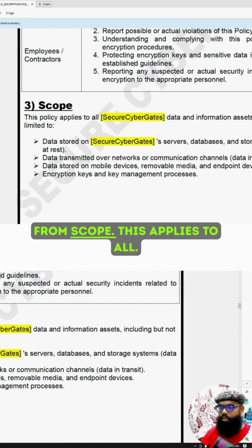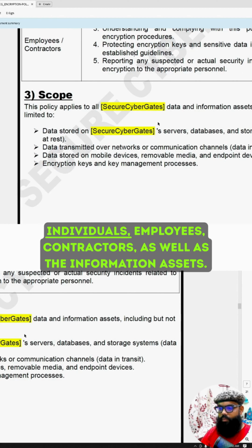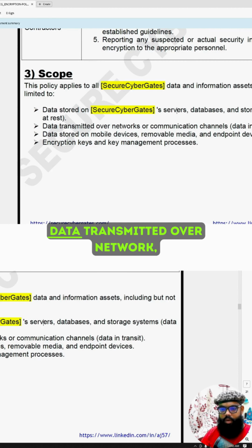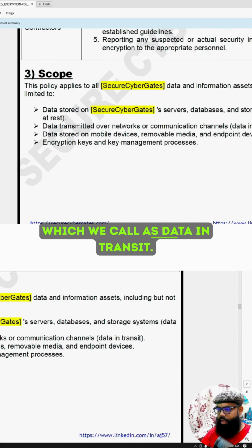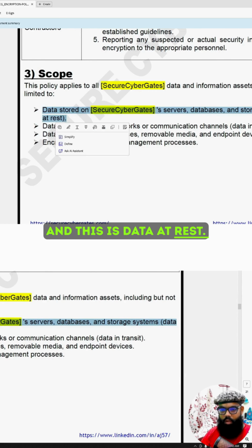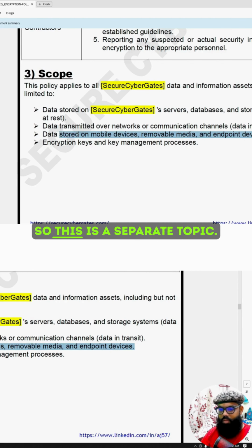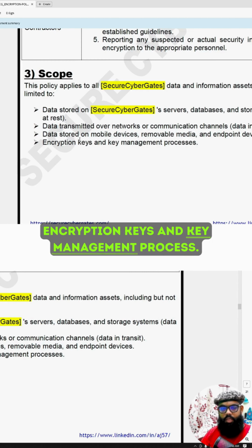From scope, this applies to all individuals, employees, contractors, as well as the information assets. It may be data stored on servers, databases, or storage systems, data transmitted over the network, which we call data in transit, and this is data at rest. Data stored on mobile devices or removable media and endpoint devices. So this is a separate topic. Encryption keys and key management process.